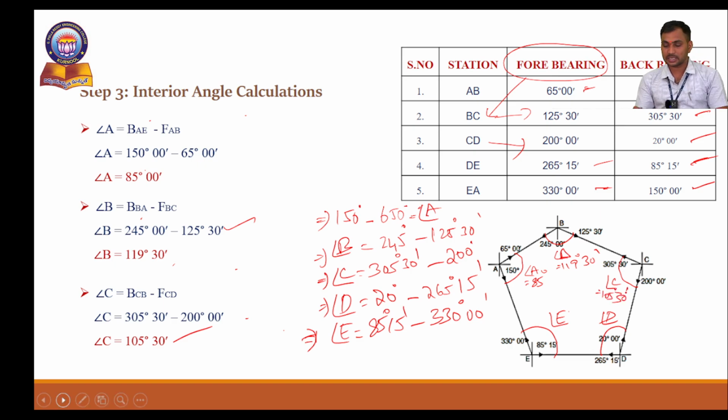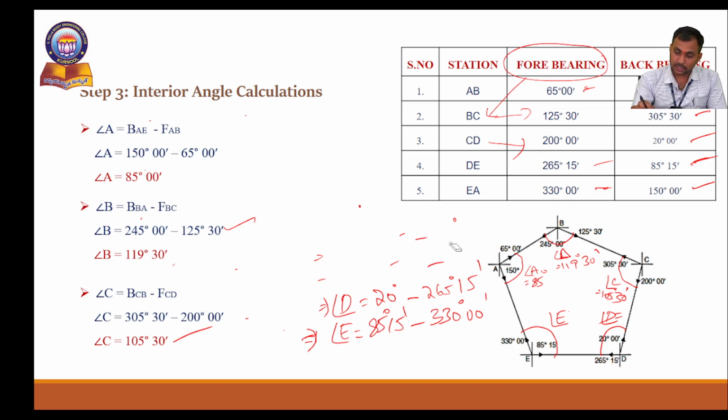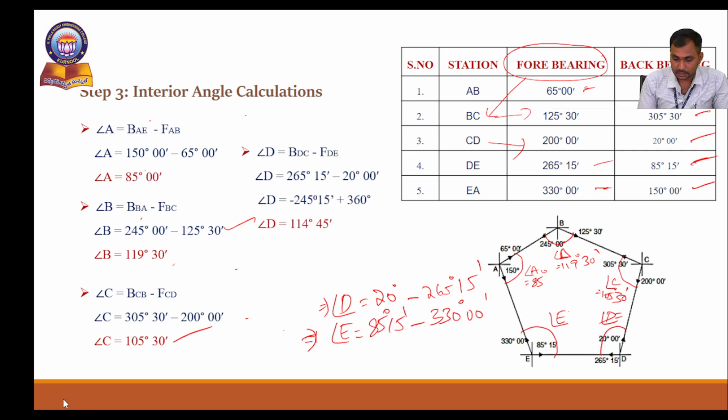Okay, my dear students. And for angle D, definitely it will become negative. So to remove that negative, we have to remove it from the exterior angle, nothing but from 360 degrees we have to subtract that negative value. Here is a small mistake: 20 degrees minus 265 degrees 15 minutes we have to write here.